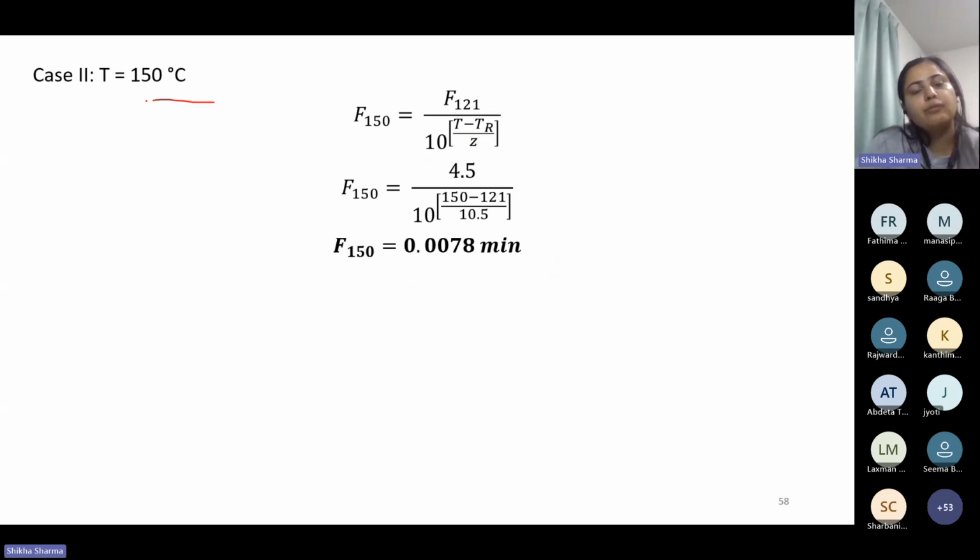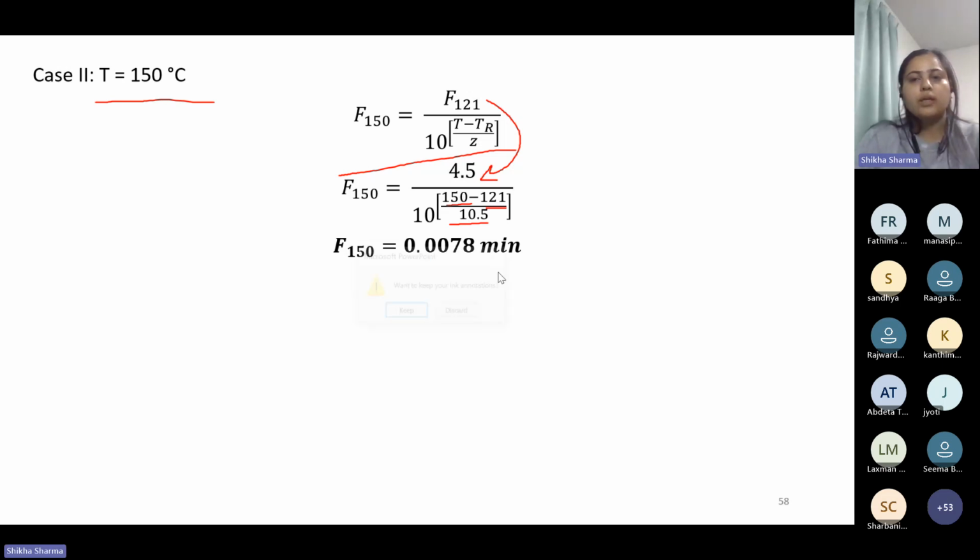Second case is 150 °C. So we will solve similarly. Here, F121 is given as 4.5. So 4.5 divided by 10 to the power of (150 minus T reference, which is 121) divided by 10.5, which is the Z value. So F150 is equal to 0.0078 minutes.